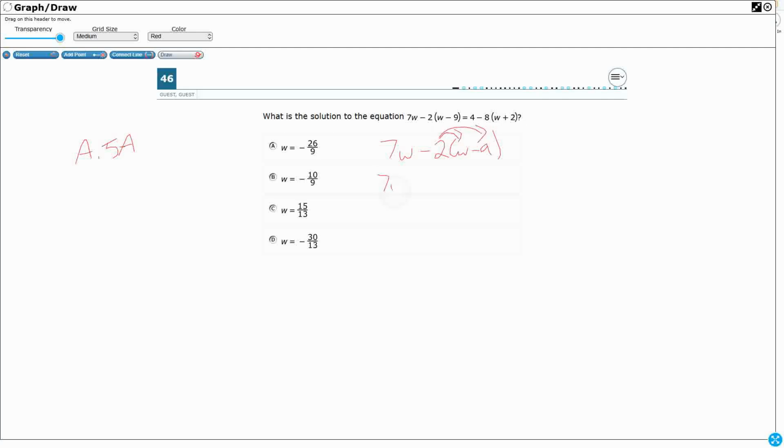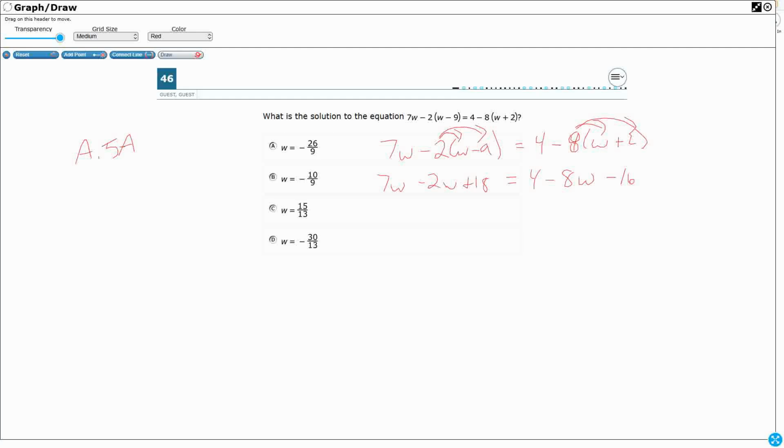So I'm going to bring that 7w back. Minus 2 times w is minus 2w. Minus 2 times minus 9 is a positive 18. Okay, let's do the same thing over here. 4 minus, let's make that an 8w plus 2. So I've got a 4. I'm going to distribute that minus 8 out. So minus 8w, then a minus 8 times a positive 2, it's going to be a minus 16.